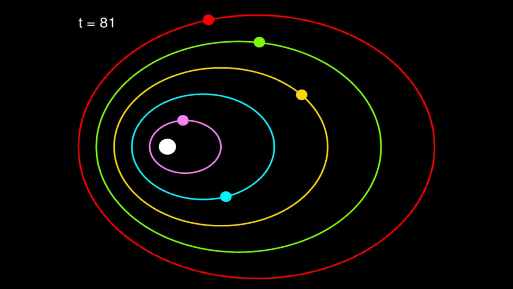So this is another little animation that kind of gives you an idea of how the planets move around the sun. And what you should observe is the closer the planet is to the sun, the faster it's going to move around the sun. And the farther the planet is from the sun, the slower it's going to move around. So this kind of gives you an idea of how our solar system looks over time.